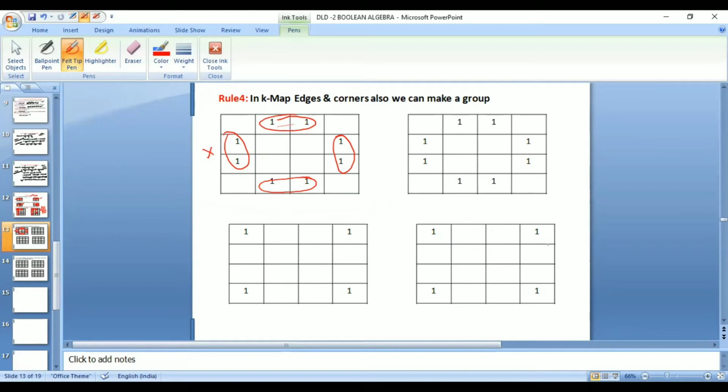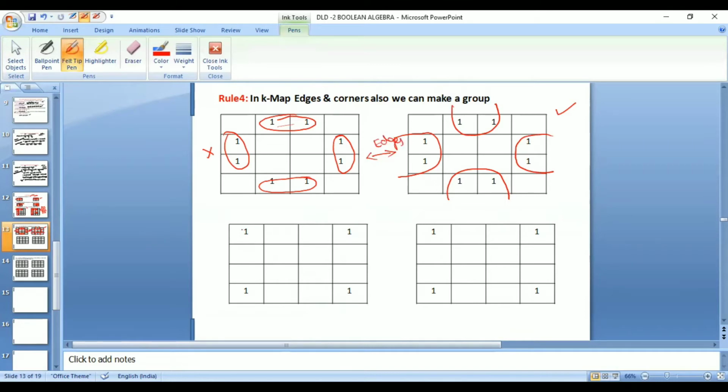For example, here, just wait. These 2 and these 2, these 2 edges, you can make one quad. These 2 and these 2 make one quad, a group of 4 bits. So this is the correct way to group the minterms. So in this particular example, we observed the edges.